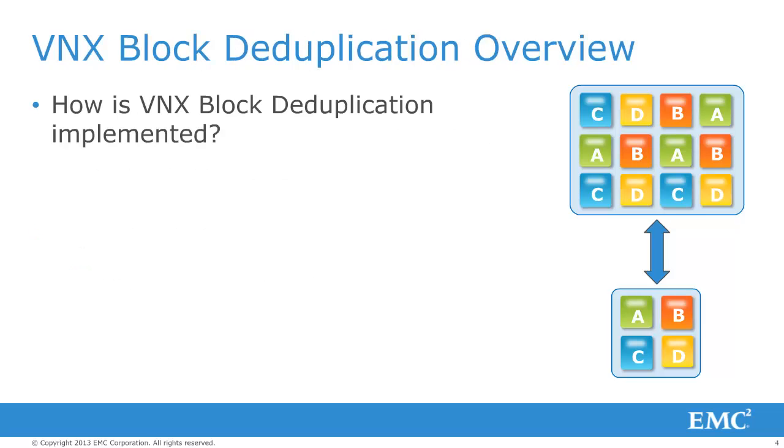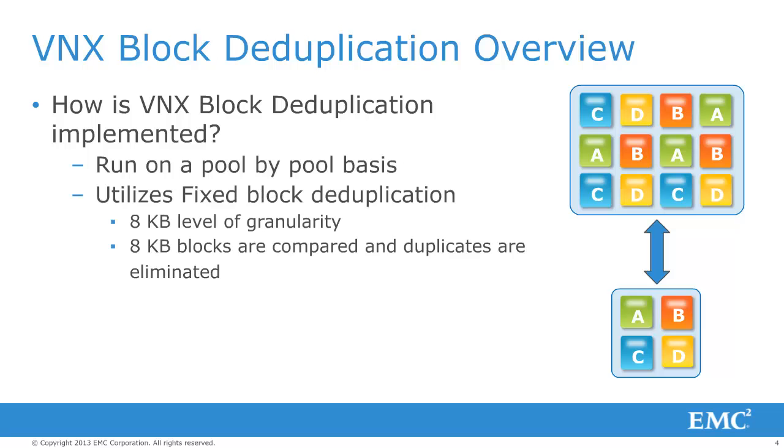How is VNX block deduplication implemented? VNX block deduplication is run on a pool-by-pool basis, with each pool having its own deduplication process. Deduplicated LUN data is not compared with data from other pools on the system. It utilizes fixed block deduplication with a granularity of 8 kilobytes. 8 kilobyte blocks are compared, a single instance of the data is saved, and any duplicates are removed.